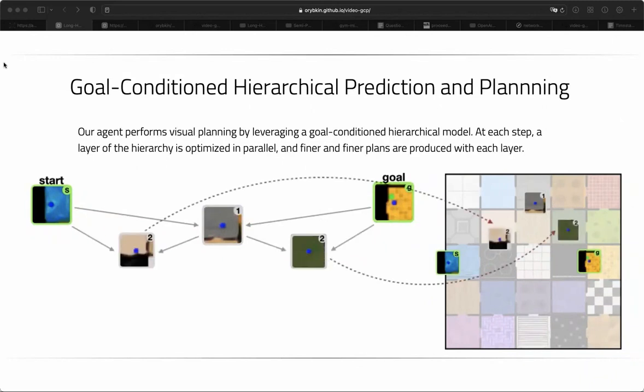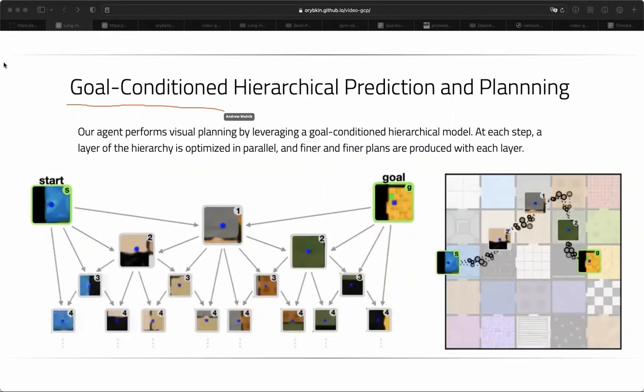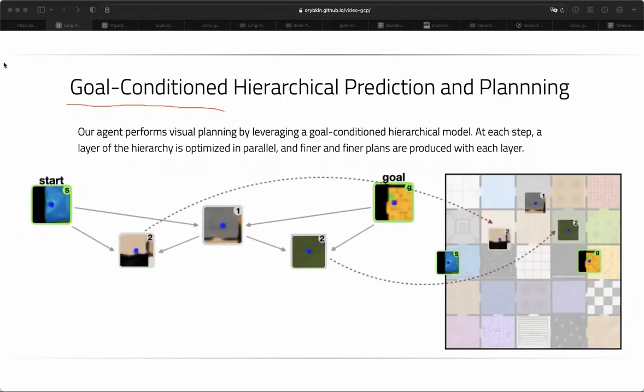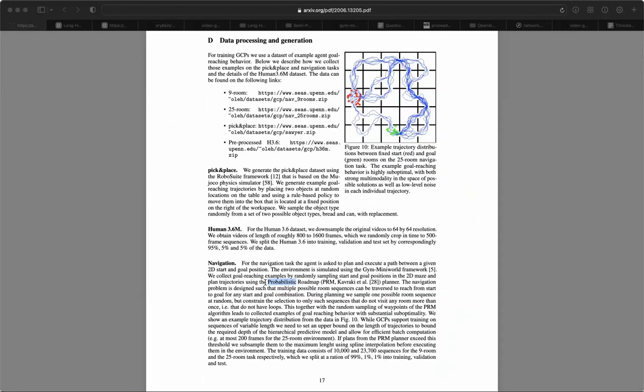So when trying to implement goal-conditioned hierarchical prediction and planning architecture, we can encounter the following problems. First of all, it's a supervised learning approach. That means that we need expert trajectories. For the 2D maze navigation example, they used probabilistic roadmap planner to collect the expert trajectories. And for the human and pick and place datasets, these were a sequence of videos. This implies that actually this approach will not work for unknown environments where exploration is needed.